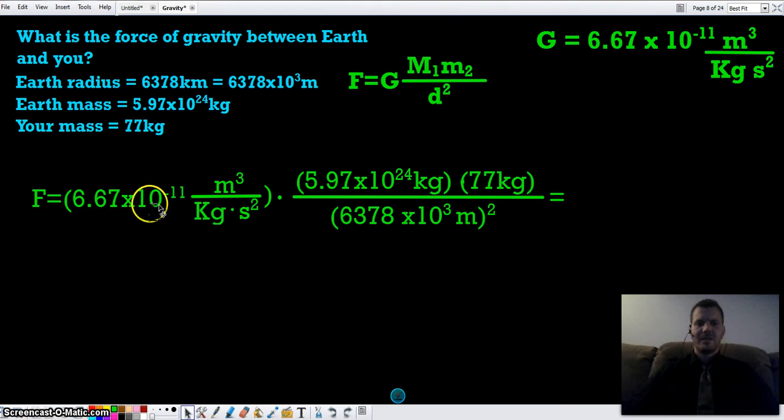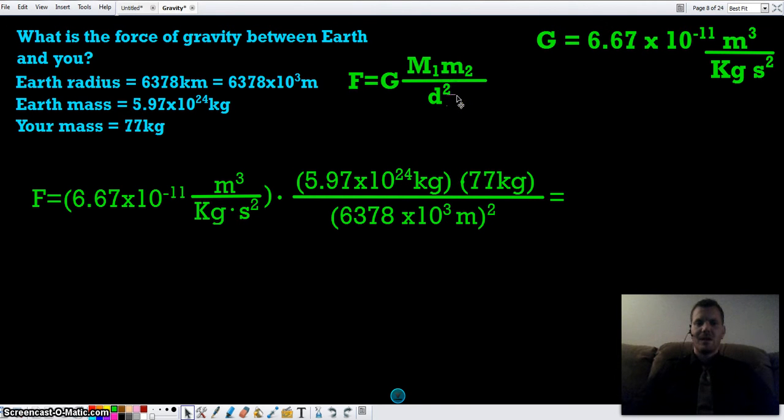Here's our 6.67 times 10 to the negative 11 meters cubed per kilogram second squared. We just plug that in as our gravitational constant here for G right there. Then mass 1. Our first mass here, we'll put in Earth's mass. It doesn't matter which one came first, but this is the way we're going to do it. We'll put Earth's mass first in kilograms times your mass, which is about 77 kilograms, divided by the distance from the center of the Earth to the center of you in meters. And this right here, squared.